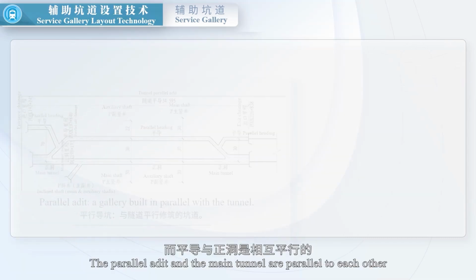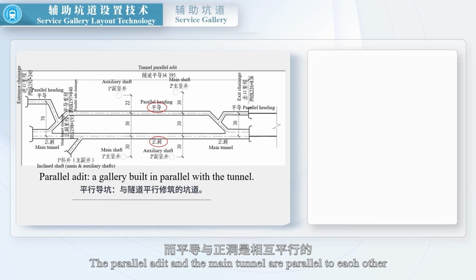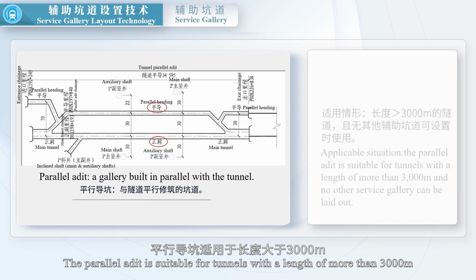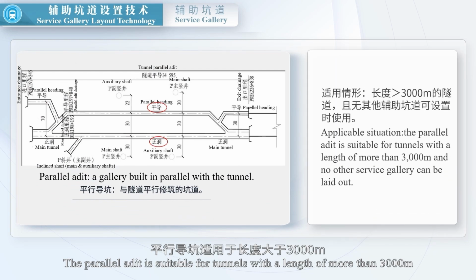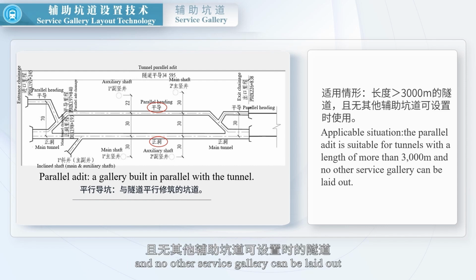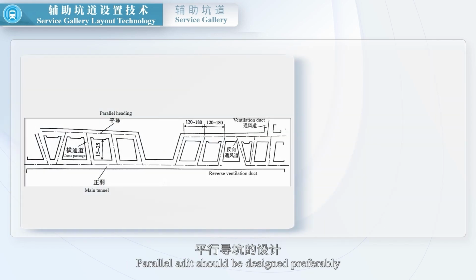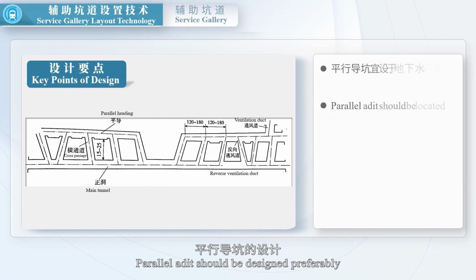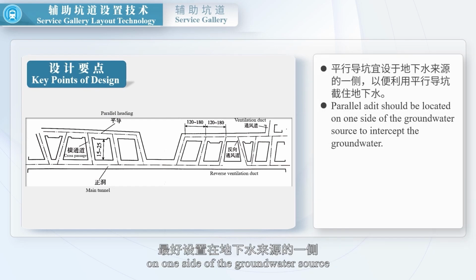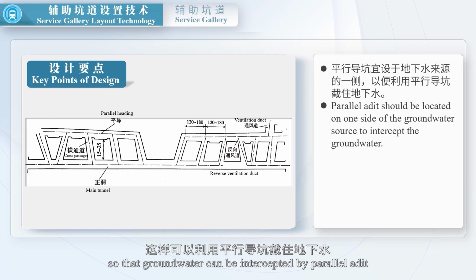The parallel adit and the main tunnel are parallel to each other. The parallel adit is suitable for tunnels with a length of more than 3,000 m, and no other service gallery can be laid out. Parallel adit should be designed preferably on one side of the groundwater source, so that groundwater can be intercepted by parallel adit.